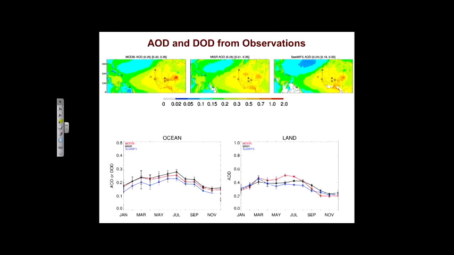How about the time series? Over land and over ocean, the three satellites follow each other, although there is some difference, maybe 0.1 or 0.05 AOD. And they have different seasonality, but in general, over land, the peak is from March to September, August, and then the AOD goes down. And over ocean, AOD has a peak in summer.